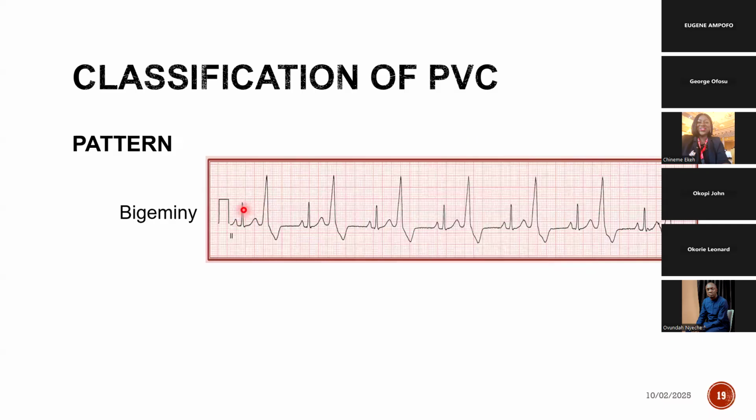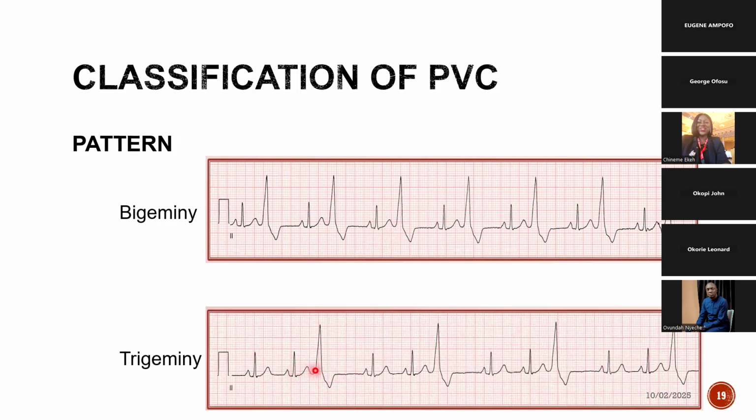Okay, so here we have a normal QRS complex followed by a PVC, then a normal QRS complex, PVC, normal QRS complex. So alternating normal, every other beat is a PVC. So the normal QRS complex alternates with a PVC.